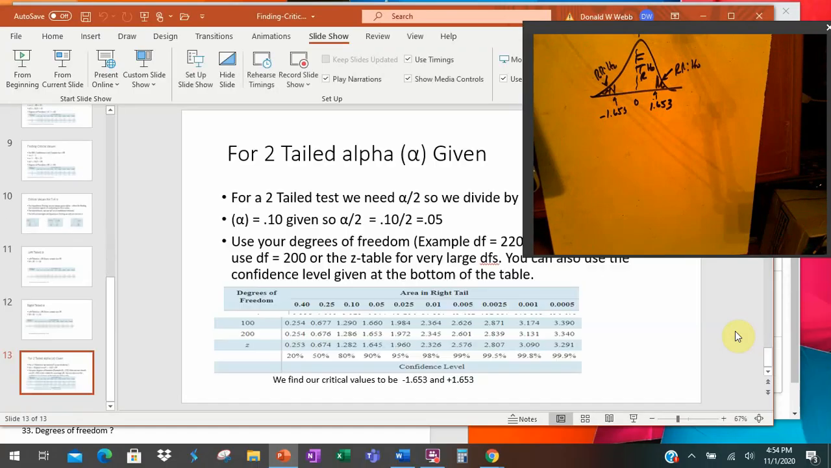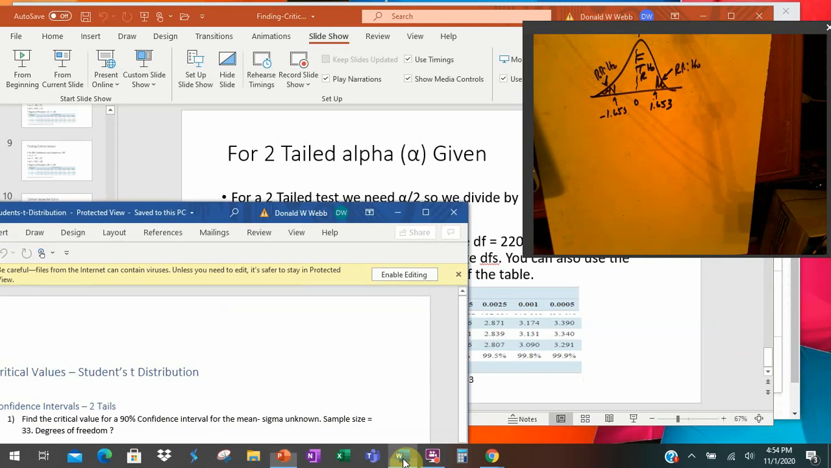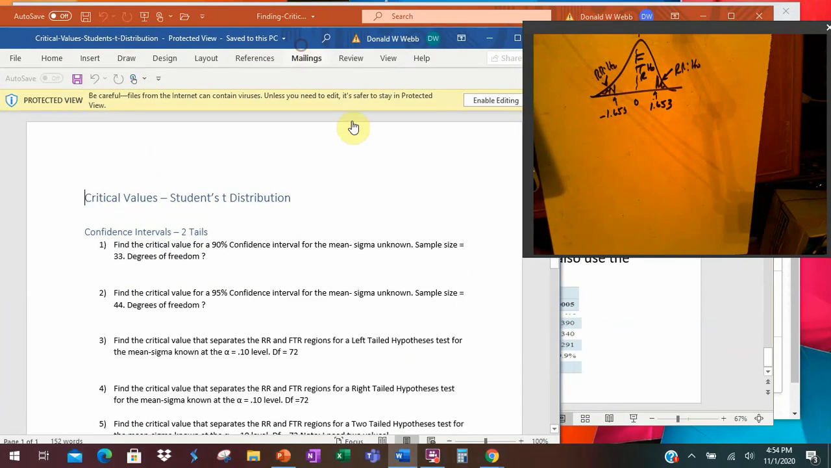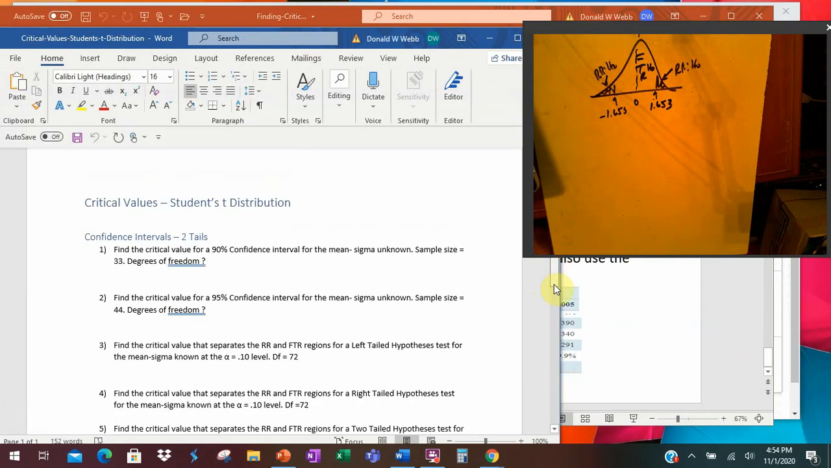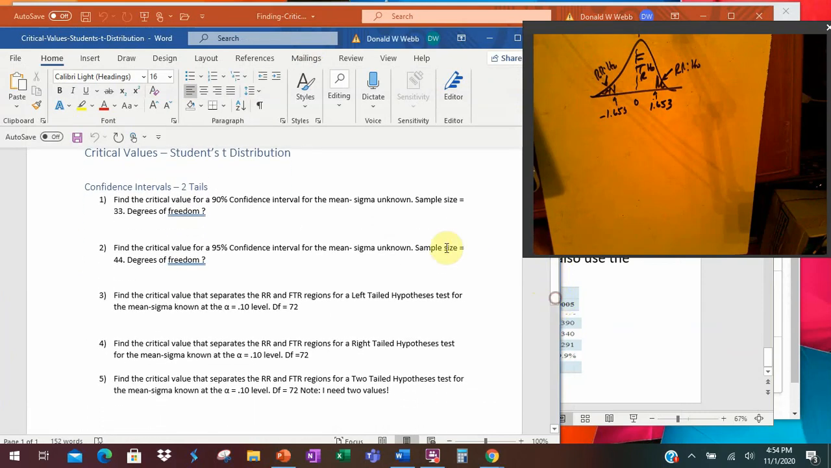Okay, so that's the basics of it. Let's go look at the worksheet. If I go through here, I'm doing the very same thing that I did with the normal distribution, finding critical values. But here I'm telling you that the sigma is unknown, sample size is 33, what are the degrees of freedom, that narrows it down for you. If I don't know the population sigma, I've got to use the t alpha over 2 times s over the square root of n. So for like number 1, this is what I'm doing. I've got to find the critical value for a 90% confidence interval for the mean.